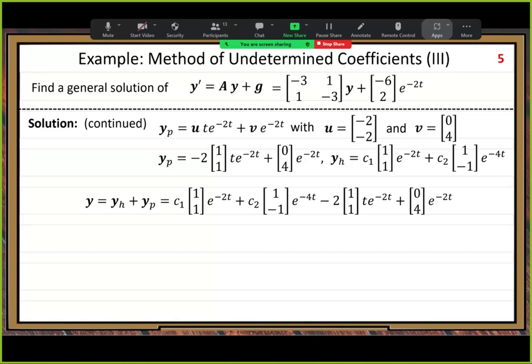All right. Next, we have another method also extended from second order linear ODE. So let's look at the details.